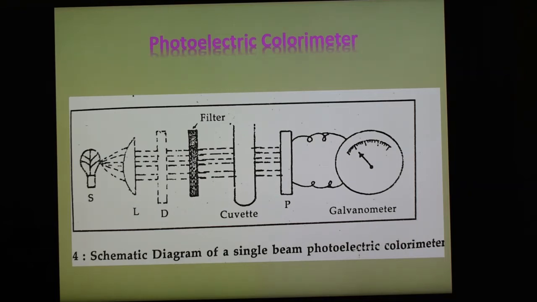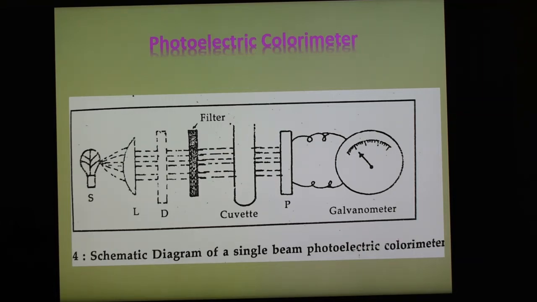So the first part is the source, the second is the filter, and the third part is the sample cell, generally known as the cuvette. In a colorimeter, usually glass cuvettes of cylindrical shape are used. The diameter of the sample cell is generally 1 centimeter. The fourth part is the detector. The detector is used to measure the intensity of the transmitted light through the sample solution. And generally a photocell or phototube is used as a detector.